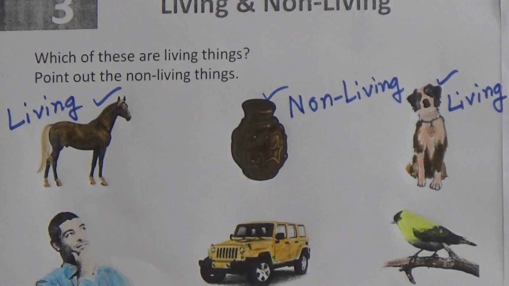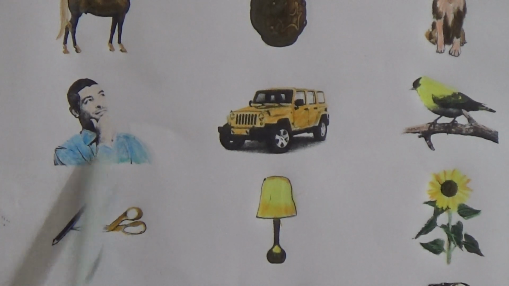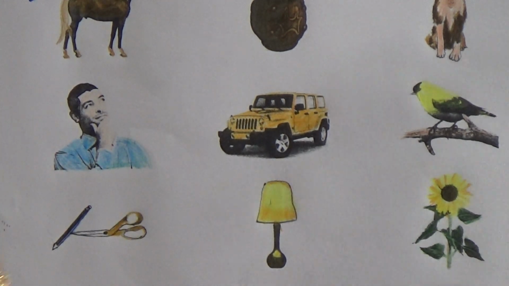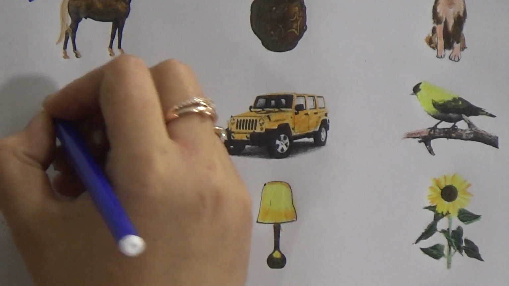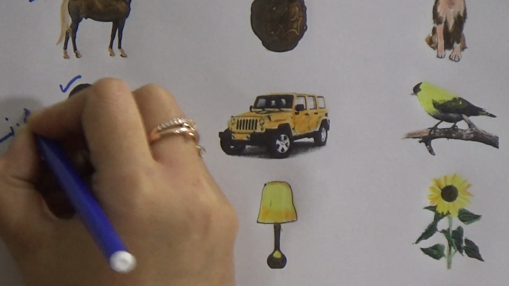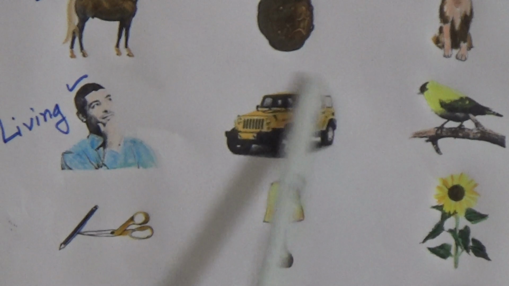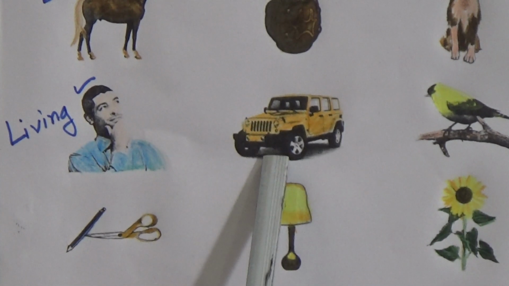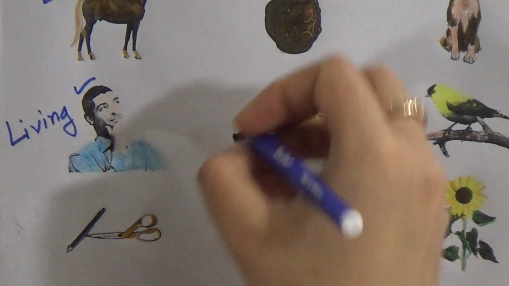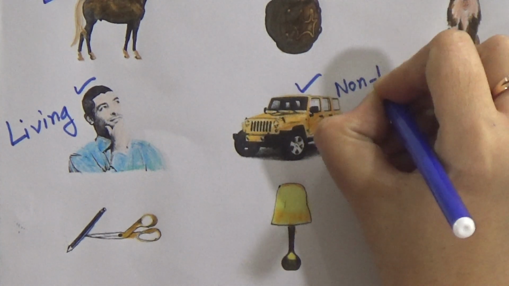Now here is a picture of a man. And we know humans can take breath, humans can grow, humans can take food. So a man is also a living thing. So we will write here living. Now here is a picture of a ship. This is also non-living. So we will write here non-living.